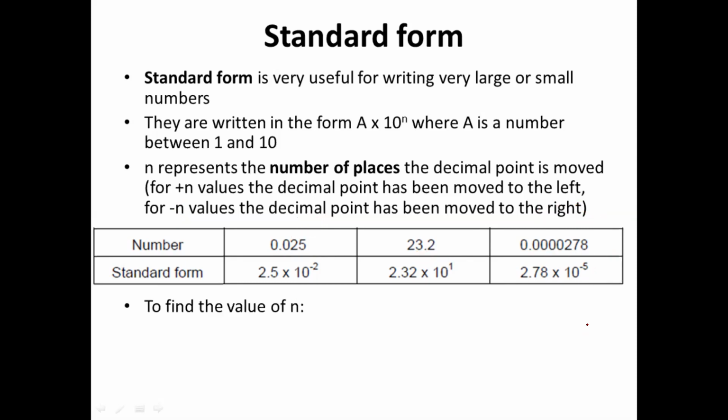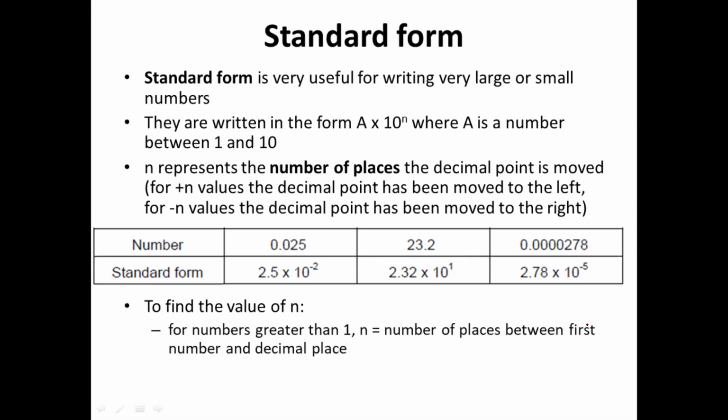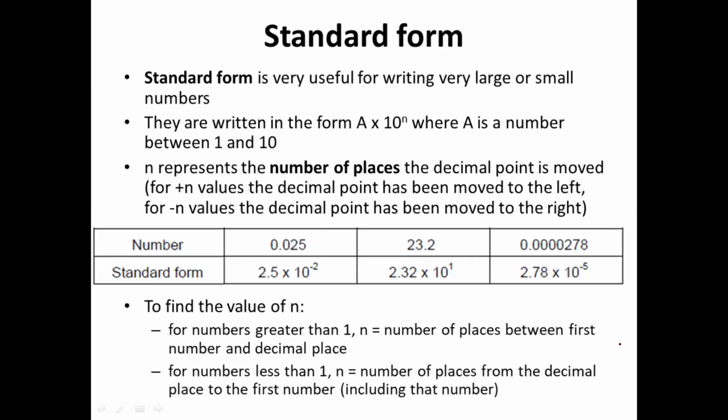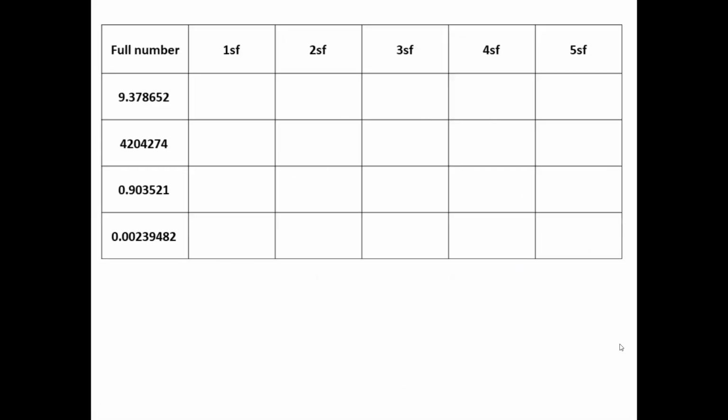So to find the value of n, for numbers greater than 1, n is the number of places between the first number and the decimal place. And for numbers less than 1, n is the number of places from the decimal place to the first number. I showed you in an example, maybe it's going to be easier than just an explanation.